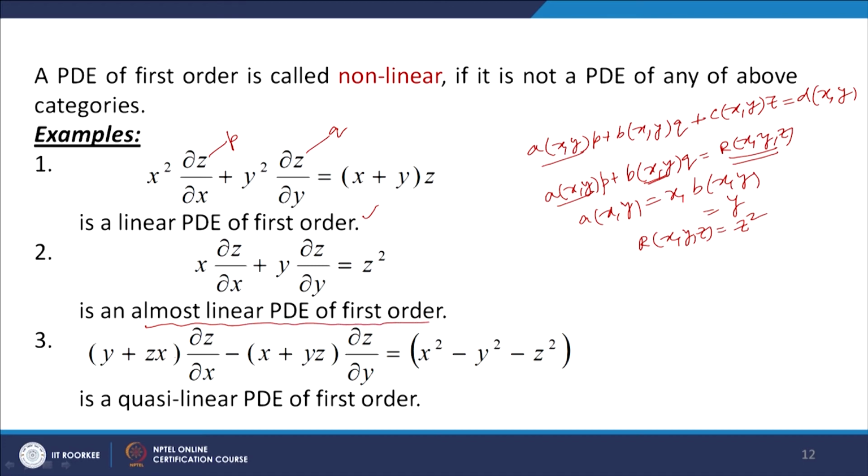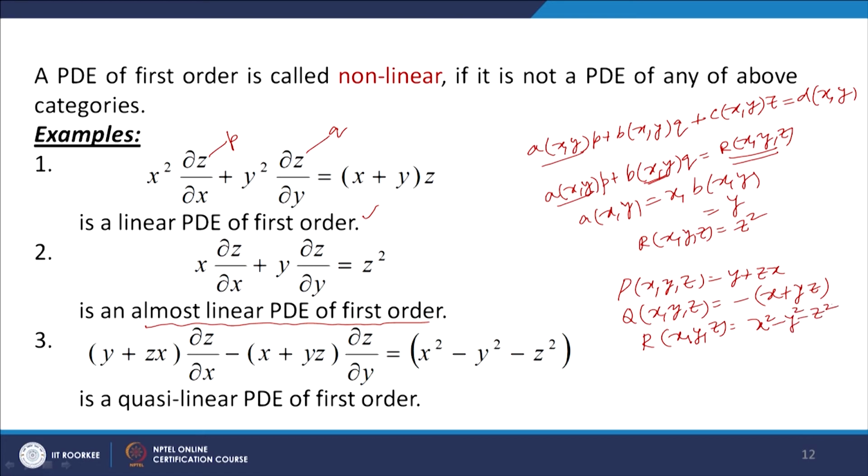Okay. Now, let us look at this. Here the coefficient of p is P(x, y, z) equal to y plus zx, the coefficient of q which is Q(x, y, z) is equal to minus x plus yz, and R(x, y, z) is equal to x square minus y square minus z square. So, this is a Cauchy linear partial differential equation.